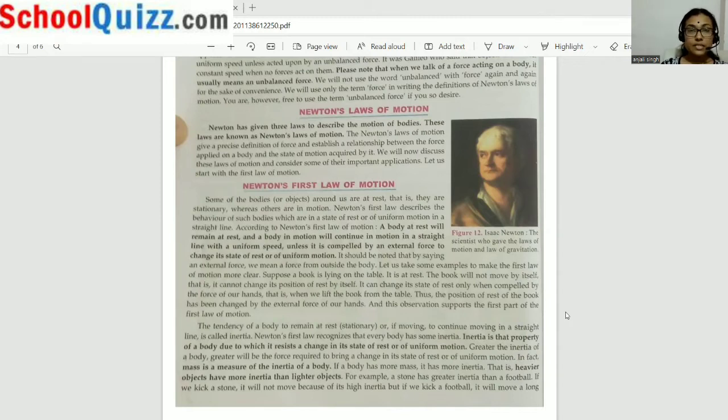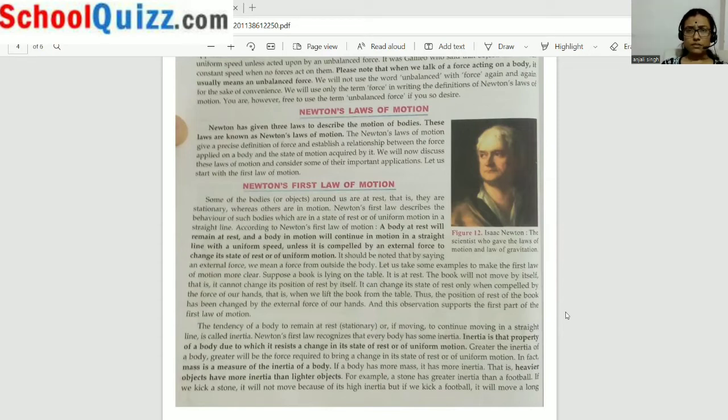Newton has given three laws to describe the motion of a body. How the body is moving, what all conditions are applied when the body is moving. He established a relationship between the force applied on a body and the state of motion acquired by it. How motion is acquired by a body is explained by Sir Isaac Newton.